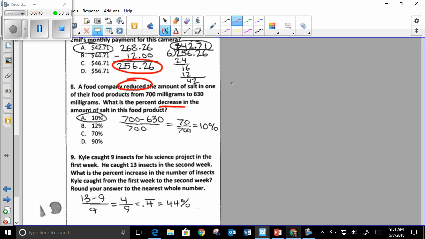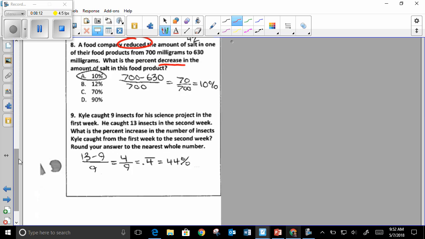We already know it's a decrease in the amount of salt. So you have 700 minus 630 over 700, which gives you 70 over 700, which gives you 10%. You're going to be asked what is the percent of increase or decrease. They're not going to give you a choice like a negative 10% or a positive 10%. They're not trying to trick you in that way. They just want to see if you can get the percent of change.